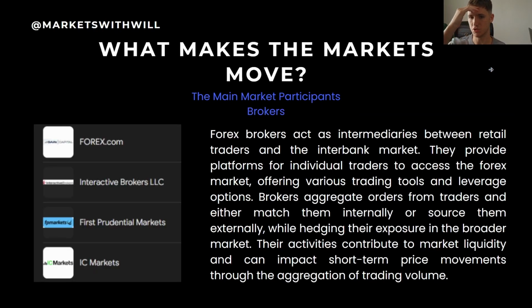Now let's talk about brokers. They also act as intermediaries between retail traders and the interbank market. They provide platforms for individuals like you guys to access the forex market, offering various trading tools and leverage options. You guys all know that. But brokers aggregate orders from traders and either match them internally or source them externally while hedging their exposure in the broader market, and their activities contribute to market liquidity and can impact short-term price movements through the aggregation of trading volume. A lot of word dribble there, a lot of information to take in.